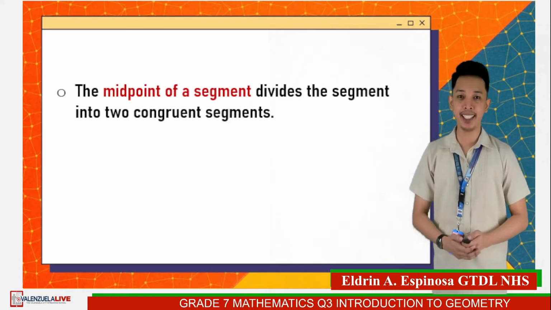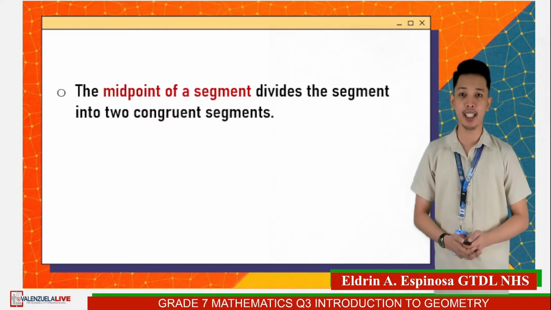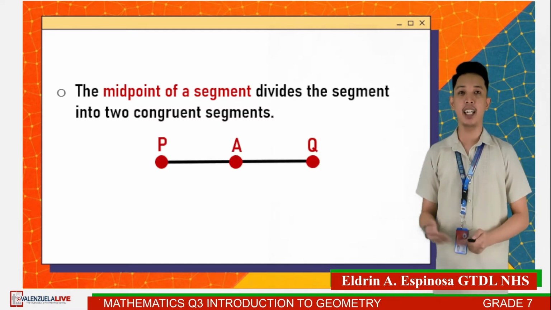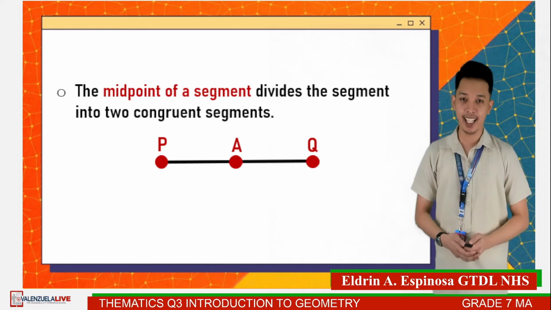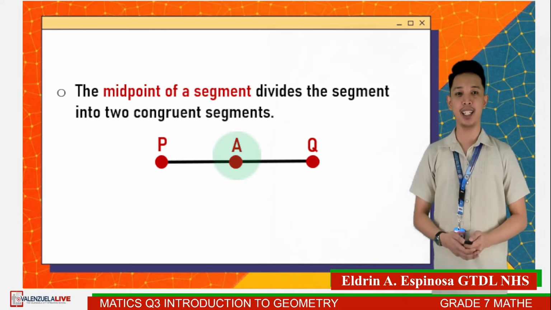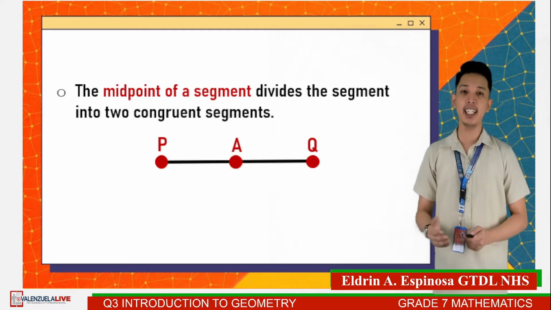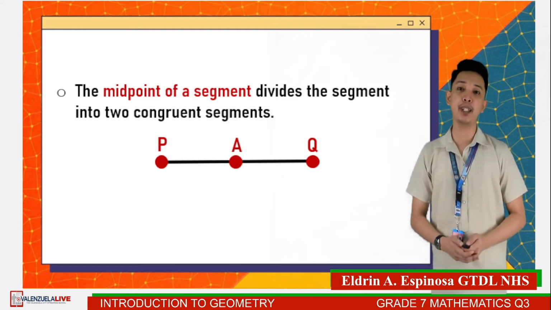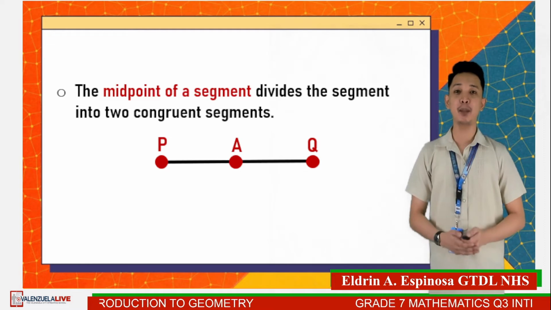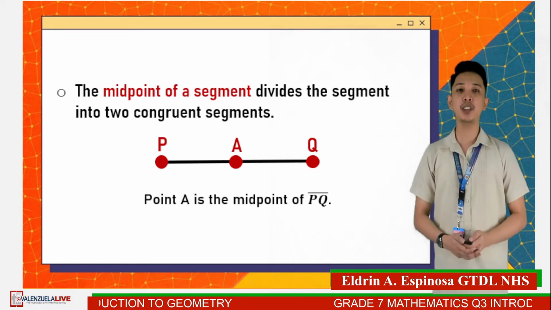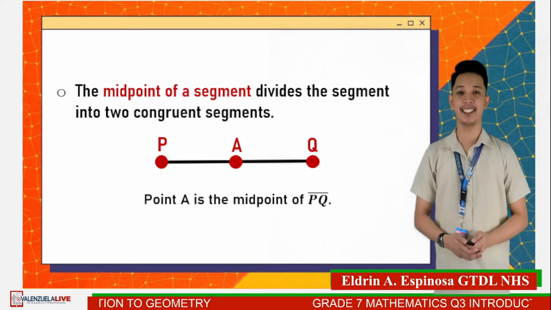The midpoint of a segment divides the segment into two congruent segments. In this figure, point A is the midpoint of segment PQ. Take note of this. If point A is the midpoint of segment PQ, then segment PA is congruent to segment QA.